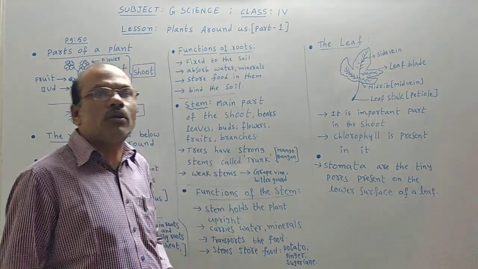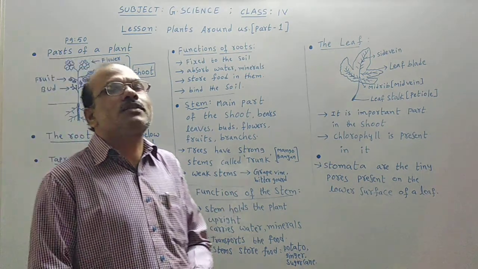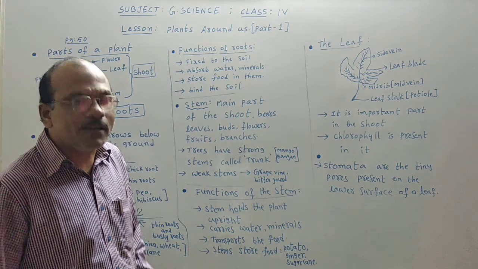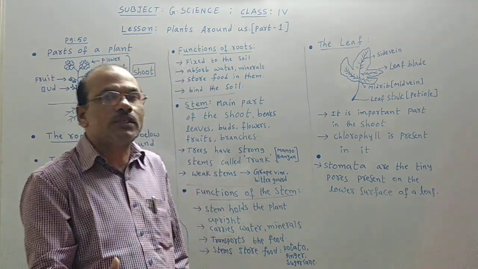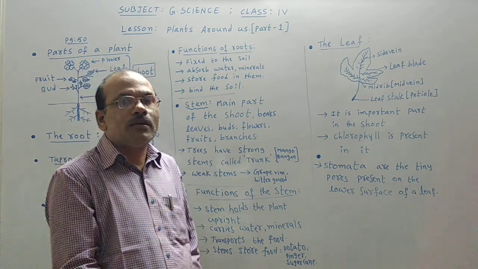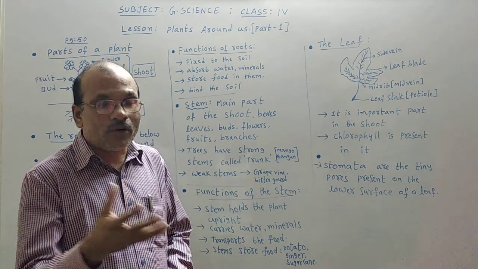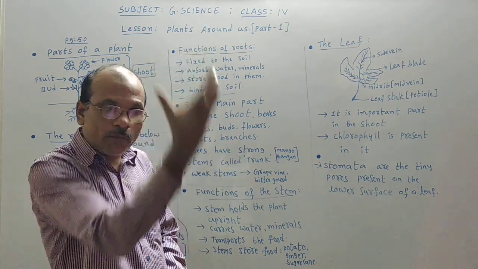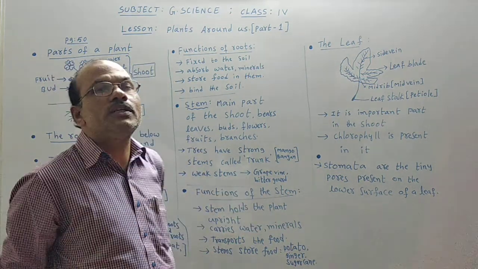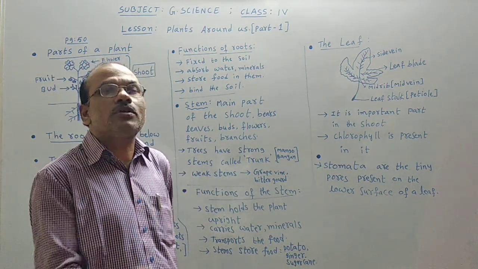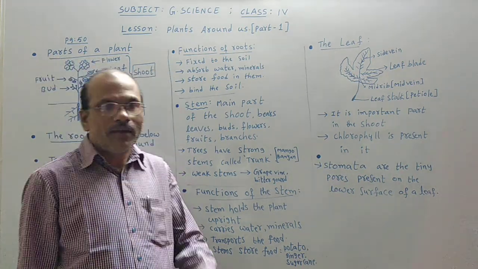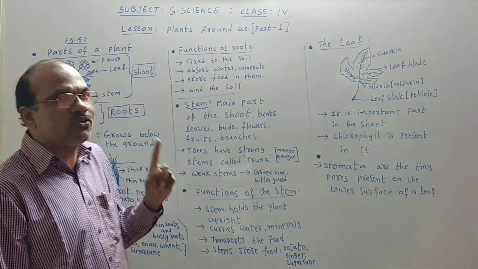That means some works of the roots. What are the functions of the roots? We'll see about that. First, fixed to the soil. That means a plant is fixed inside the soil in a strong manner. Who is fixing it in the soil? The roots only. The plant does not fall down on the ground even when the winds are blowing, because roots fix the plant in the soil firmly. Yes, that is the first function.